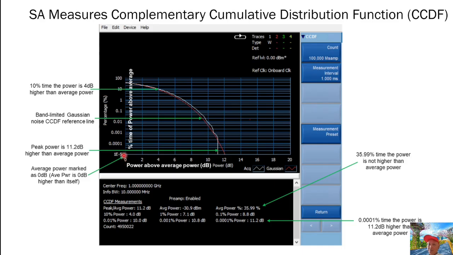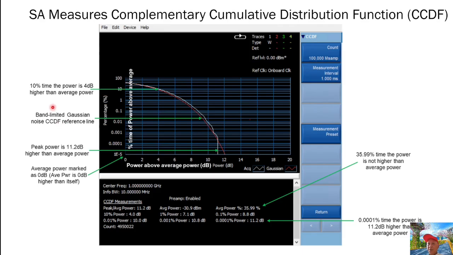The 0 is average power, marked as 0 dB, because everything here is compared to the average power. So average power, of course, is 0 dB higher than itself. And here you can see it's around minus 11 something. This one is 11.2 dB. What that means is the peak power is 11.2 dB higher than the average power, because it dropped here.